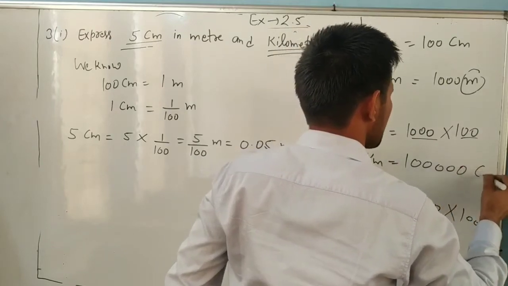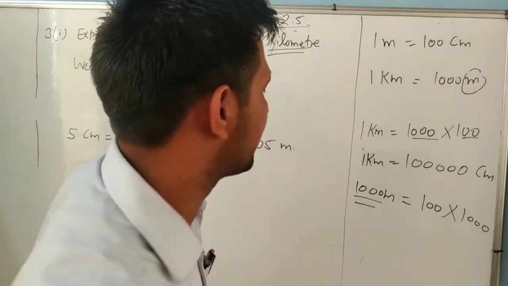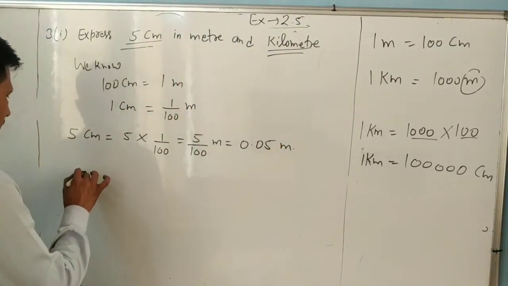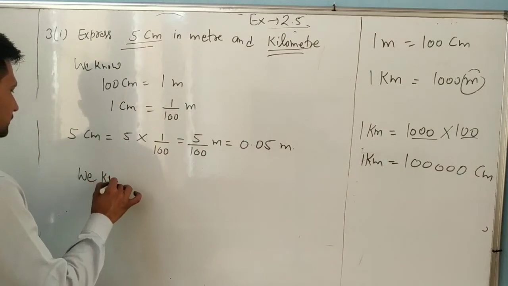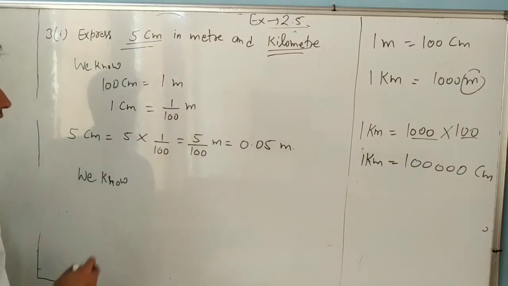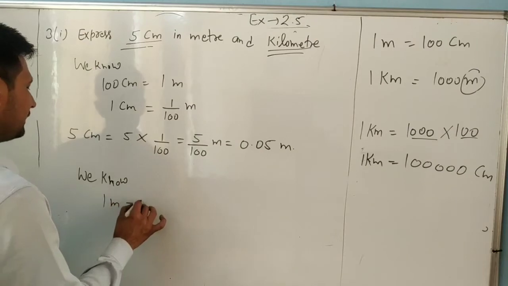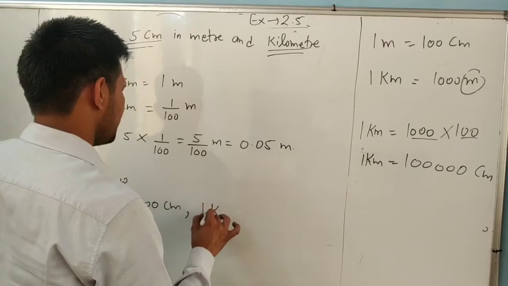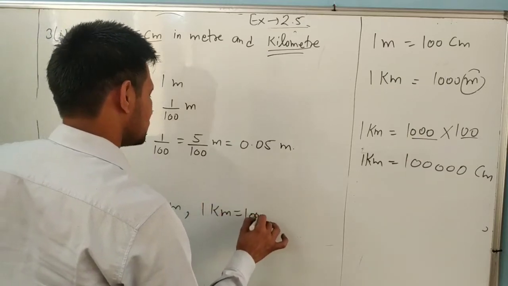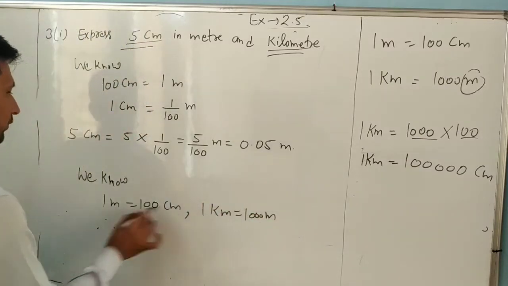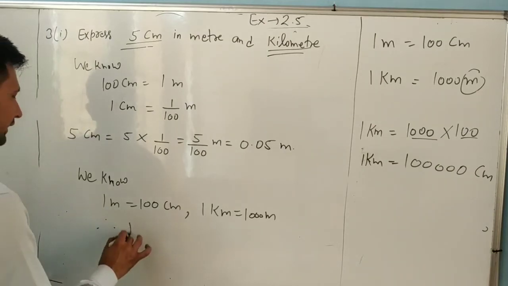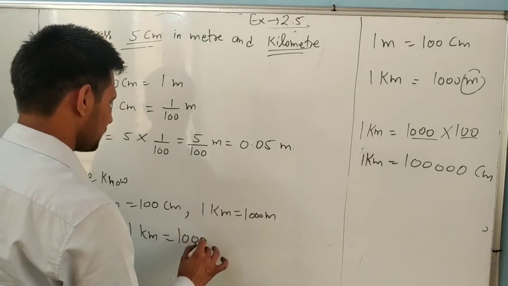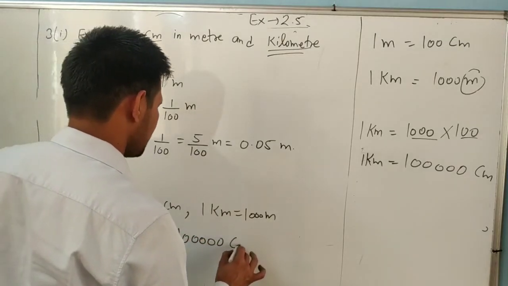5045 centimeter. So you have to remember it. Okay, understand or not? So you write, we know 1 meter equal to 100 centimeter and 1 kilometer equal to 1000 meter. Therefore 1 kilometer equal to how many? 1, 2, 3, 4, 5 centimeter.